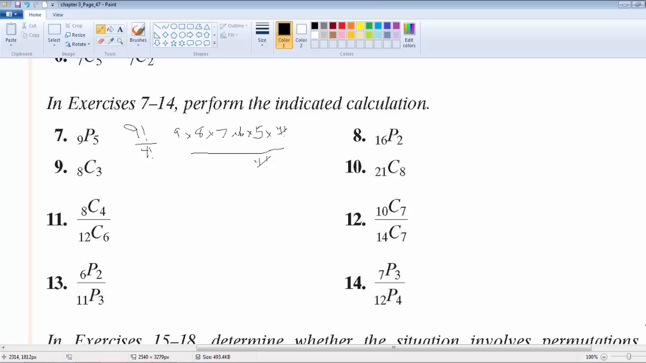The combination formula is very similar to the permutation formula, except that instead of having n minus r factorial in the denominator, it's n minus r factorial times r factorial.